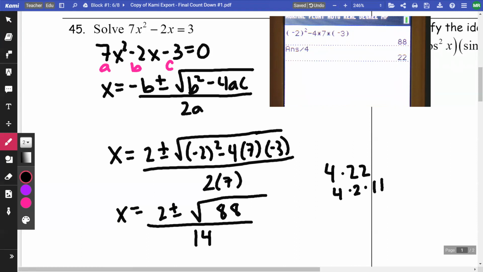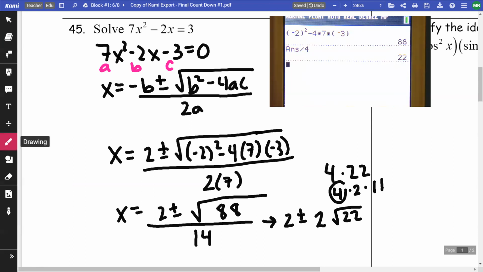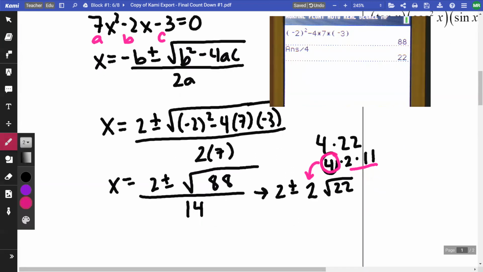And then I have my 4. The only square is this one. So I'm going to rewrite this 2 plus or minus the square root of 4 is 2 root 22. Okay, so again, since this is a square root, I can take the square root of that, which is 2, and then my 2 and 11, which is my 22. I can't take anything out, that stays under. Okay, and then this is over 14.